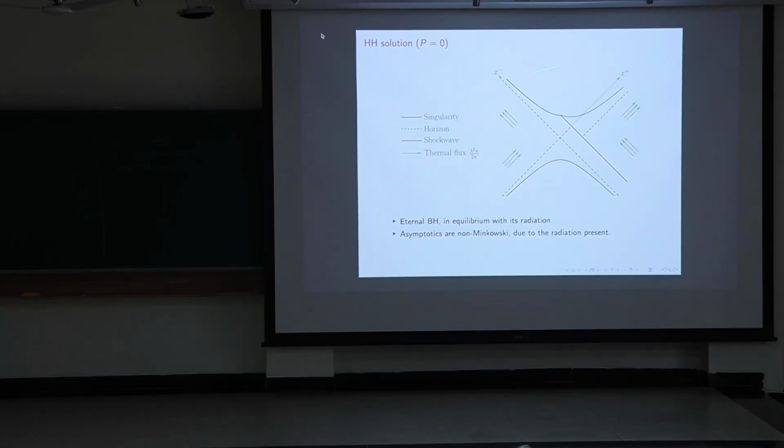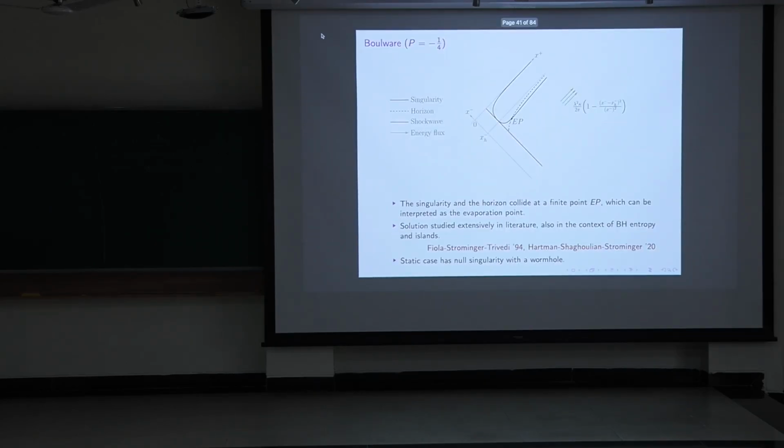Okay, so the well-known solution, Hartle-Hawking, P equals 0. For the static case it looks like the classical CGHS, but if you have a shock going in, so if F is non-zero, then this singularity is slightly displaced, so the derivative is discontinuous. Still an eternal black hole in equilibrium with its radiation. Asymptotics are non-Minkowski. Sorry, I haven't written down the metric, but it's calculable due to this radiation present. For Boole, this is the typical picture.